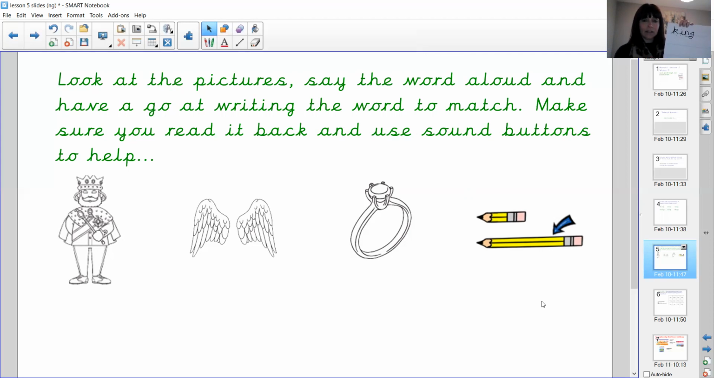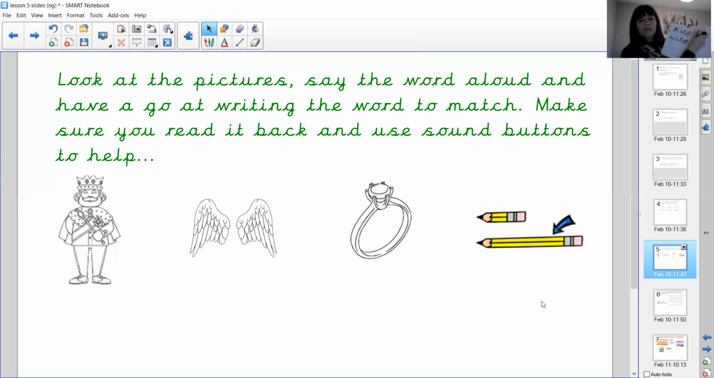The next picture, what is it? It's wings. We're going to just write the word wing. So it begins with a w, i, ng. Do the sound buttons to check. W, i, ng, wing. Well done. The next picture, we've got a picture of a ring.